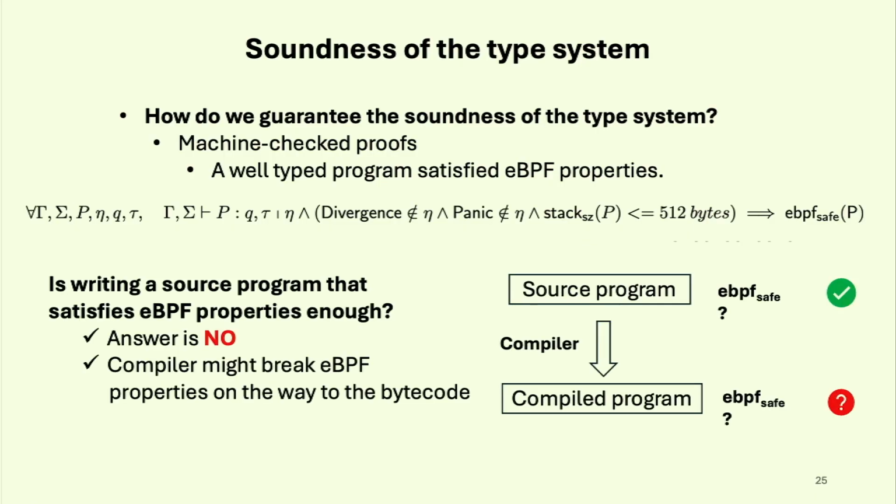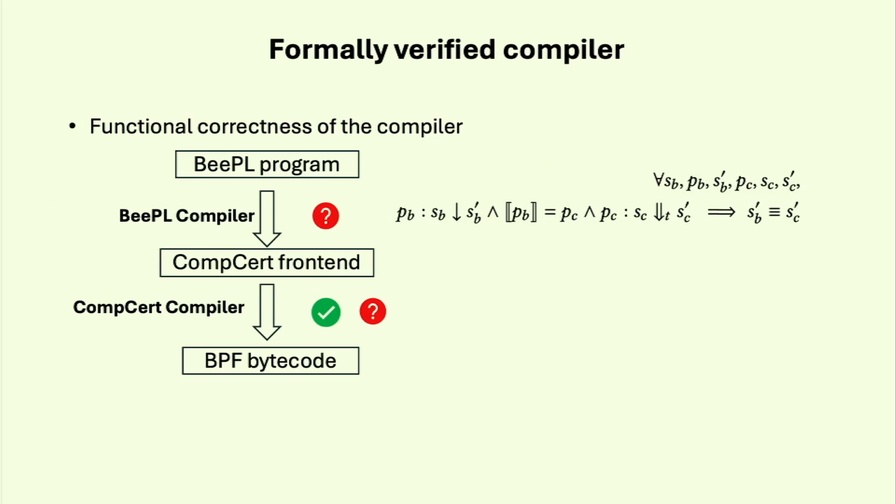Now the question arises: if we have a source program which is eBPF safe, can we also say that the bytecode we get after compilation is also eBPF safe? We cannot guarantee this because compiler optimization might break this property. So for this purpose, we are planning to design a formally verified compiler, but before preservation, we need to prove the functional correctness of the compiler, because if the compiler is not functionally correct, we cannot prove anything about preservation.